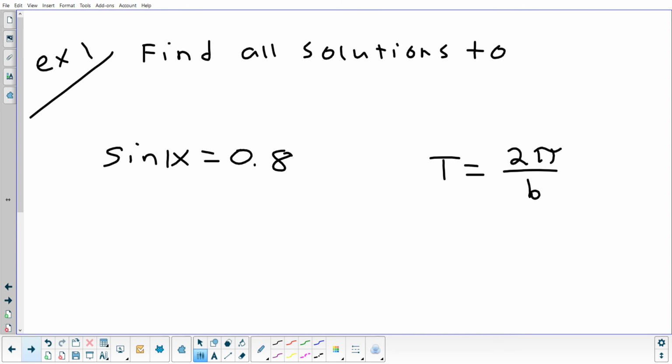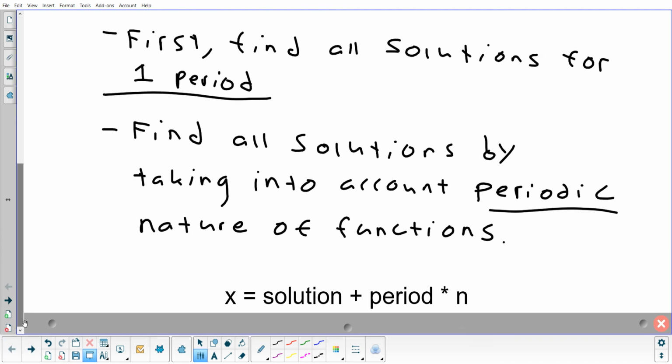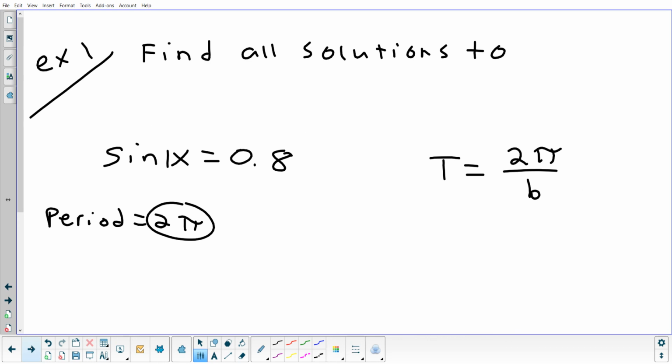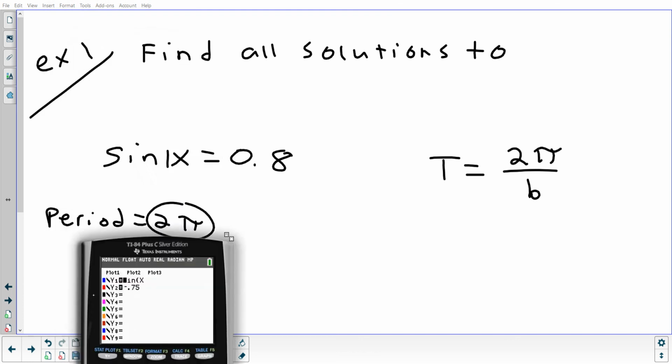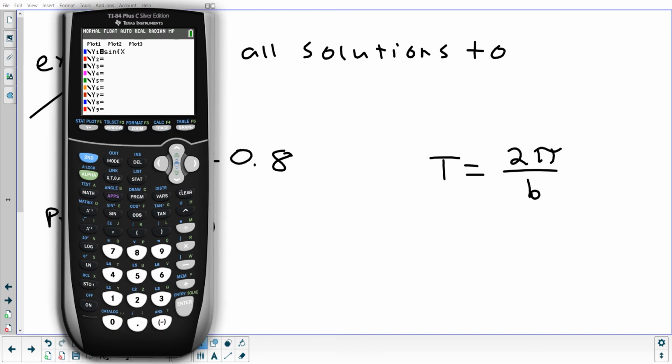So the period here is 2 pi. Okay, so that number does a couple things for me. One, it tells me how to set my window. Two, it tells me what to put on the end of each answer. In this spot, right there. So those are the two things it tells me. All right. So let's put sine of x. I already have that in y1. Let's put 0.8 in y2.